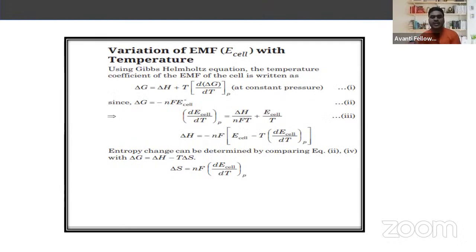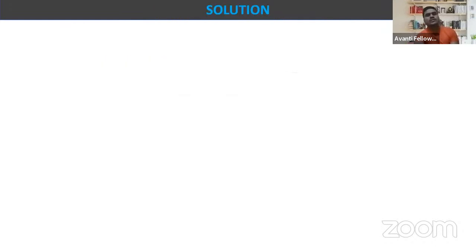This is the variation of the EMF of the cell with the temperature. Using the Gibbs-Helmholtz equation, the temperature coefficient of EMF of the cell is written as delta G is equal to delta H plus T into d delta G by dT at constant pressure. So delta G is equal to minus nFE, just put the value. So you'll get delta H is equal to minus nF times E minus T into dE by dT. And similarly, entropy change can also be determined by using this.